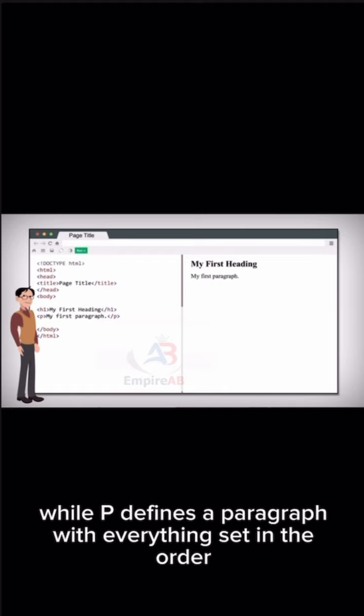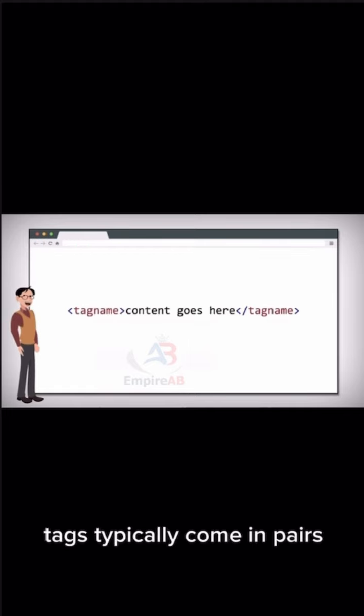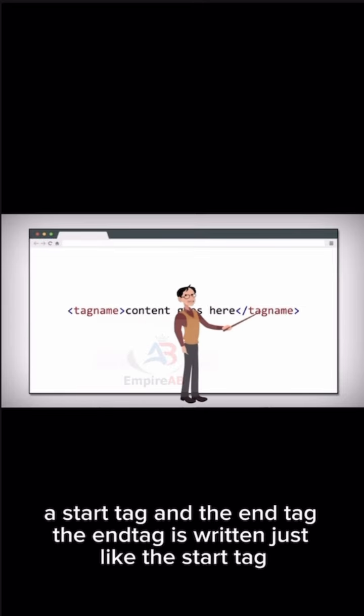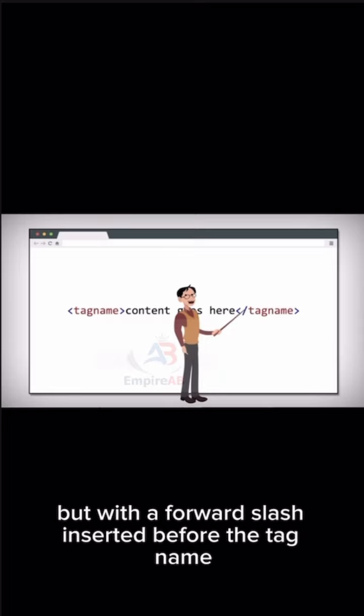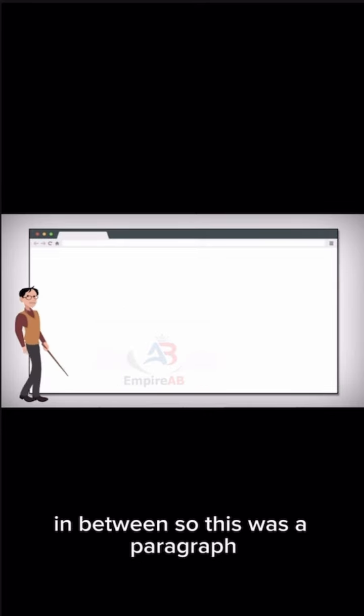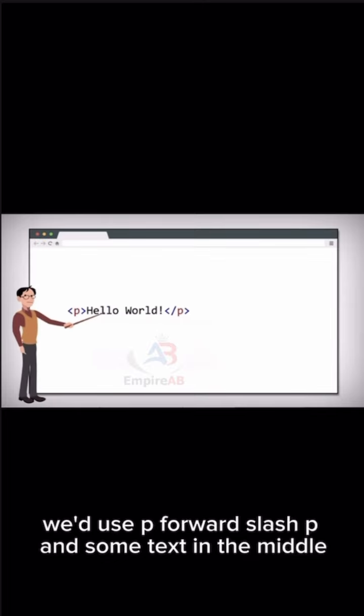With everything set in order, let's go into the explanation of how tags work. Tags typically come in pairs, a start tag and the end tag. The end tag is written just like the start tag, but with a / inserted before the tag name. Here we've got the tag name and the / tag name, and the content of the element in between them. So if this was a paragraph, we'd use P, /P, and some text in the middle.